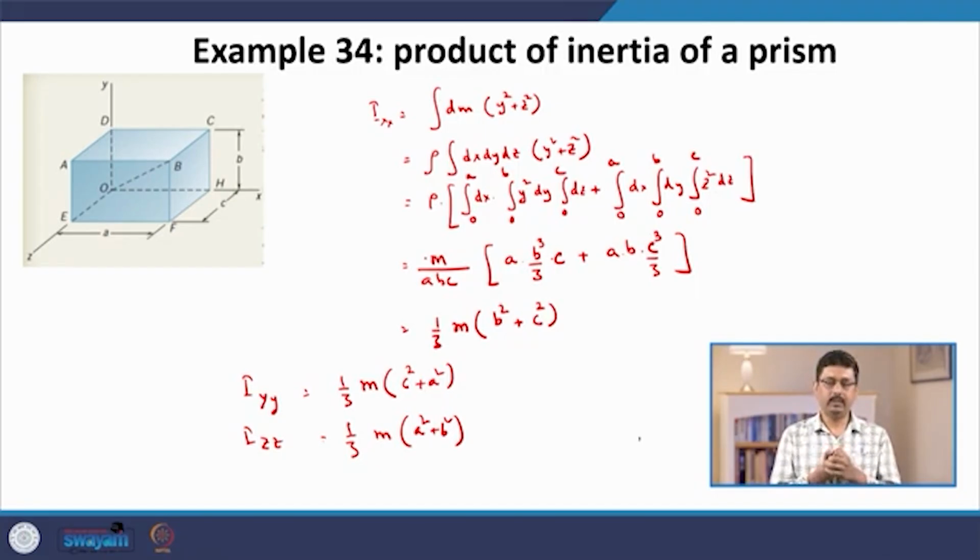In the next lecture we shall consider a new type of problem which is about principal axes and how to find them.